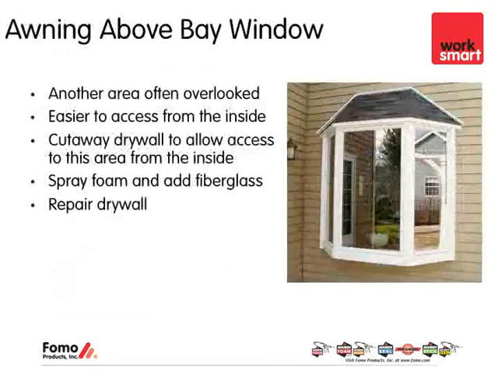Awnings above bay windows, as this picture is showing here, are often another area that's overlooked. In this case, it would be easier to access from the inside. You'd probably have to cut away the drywall, expose a few holes to allow access, and then spray foam. And if it's a big enough hole, you can add some fiberglass and then repair the drywall. A little bit invasive, but these can often be major areas for air leakage and discomfort within the home, so well worth the investment.